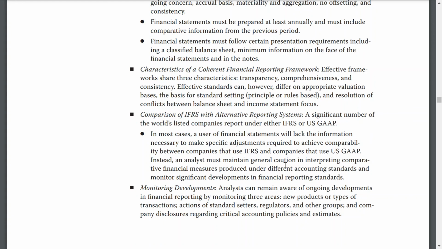Monitoring developments: analysts can remain aware of ongoing developments in financial reporting by monitoring three areas: new products or types of transactions, actions of standard setters, regulators, and other groups, and company disclosures regarding critical accounting policies and estimates.